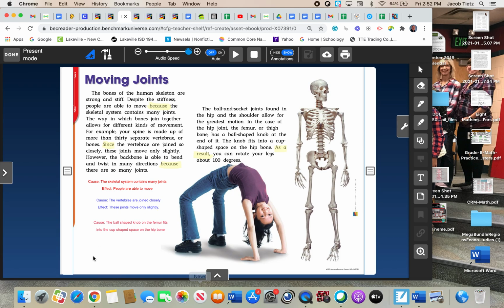And again, using the highlighter feature helped us see where those signal words were so that we can find our cause and effect. Remember, the cause is the reason why it happens. The effect is what happens as a result.